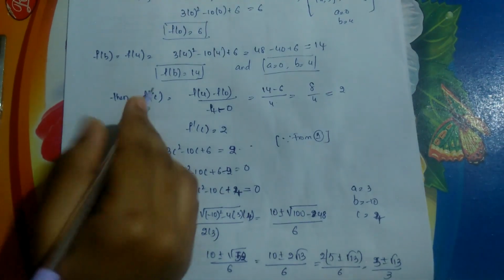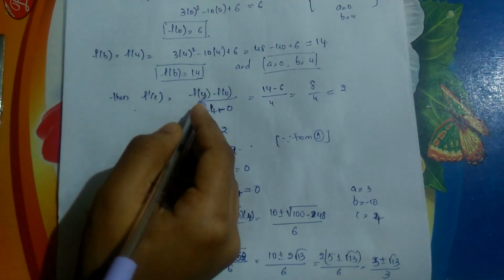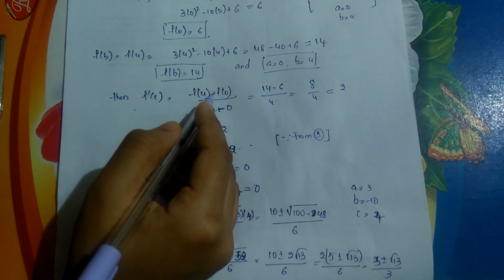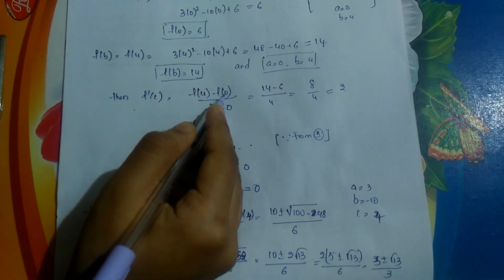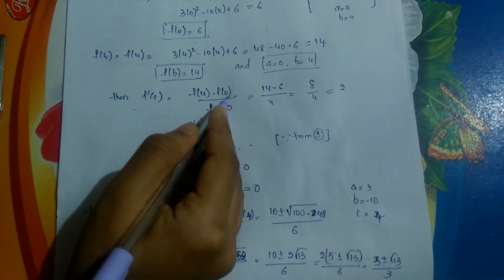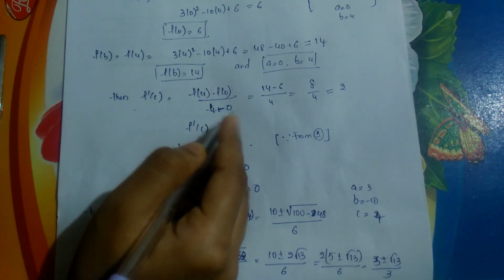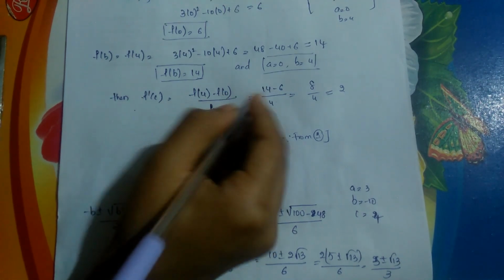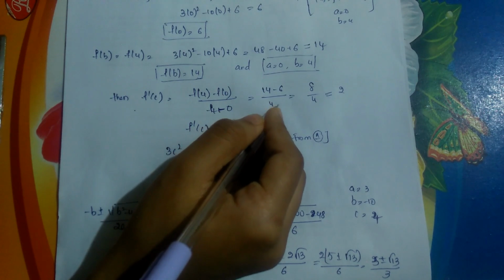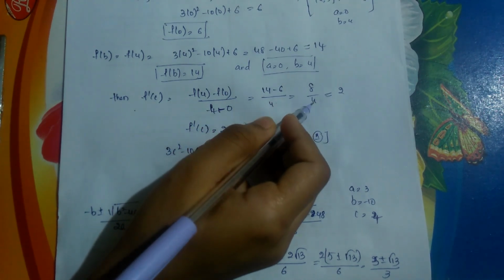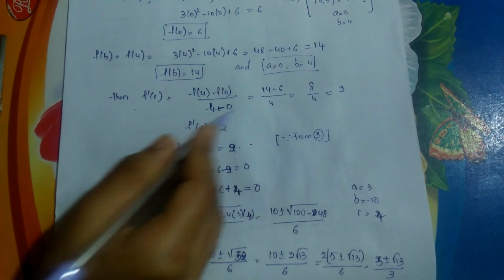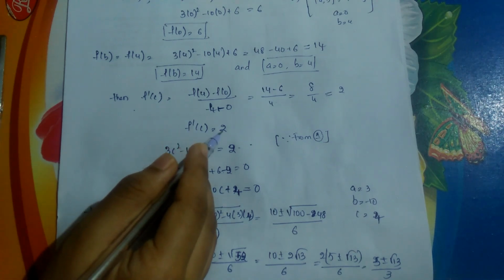Then f dash of c is equal to f of b, that is f of 4, minus f of a, that is f of 0, divided by 4 minus 0. That equals 14 minus 6 by 4 minus 0, which is 8 by 4, that is 2. Therefore f dash of c value is 2.